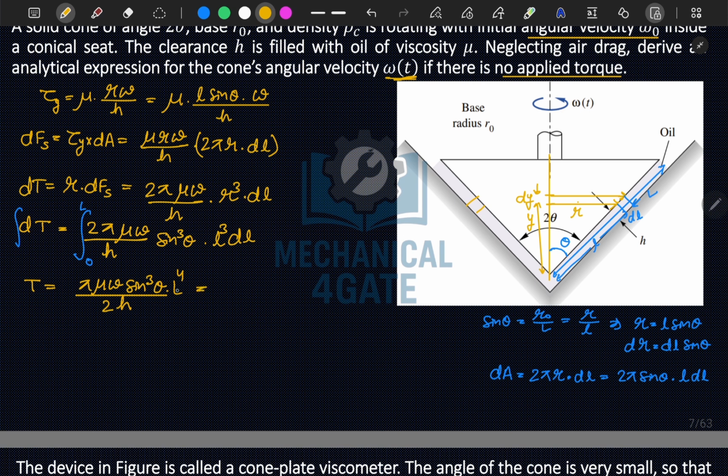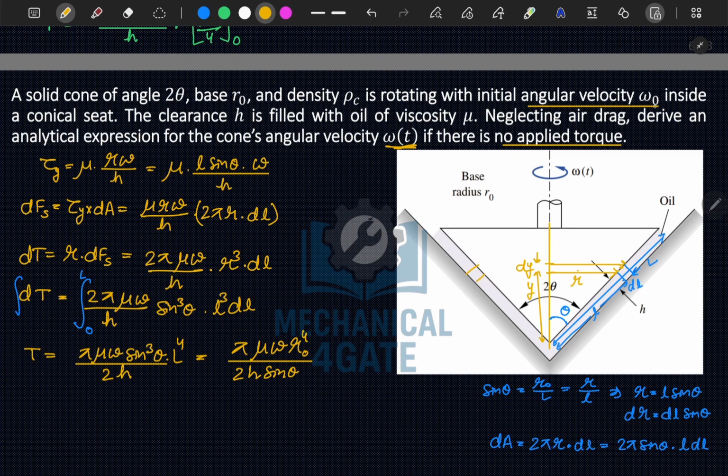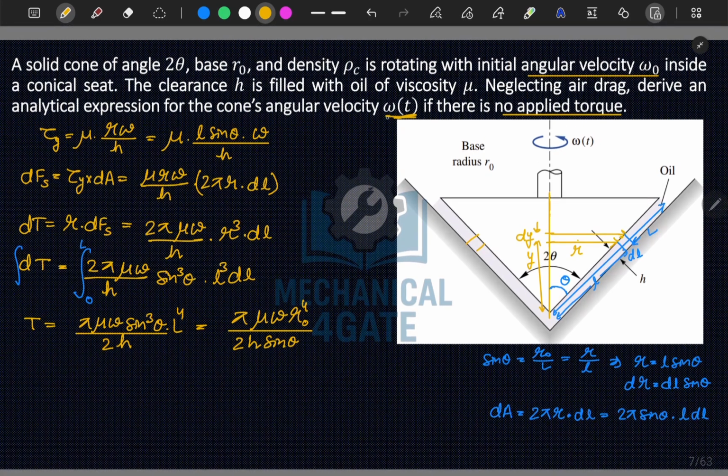Now if we substitute the value of L, we can write it as r naught by sin theta. So we will obtain pi μ ω times, now L we can put as r naught by sin theta, so this will become r naught to the power 4 divided by 2h sin theta. Now since we have been given the value of initial angular velocity omega naught, and we have to calculate the final angular velocity, we can move to the angular momentum theorem.